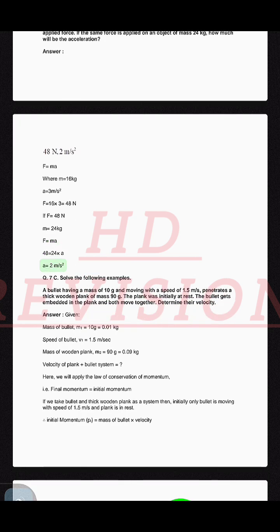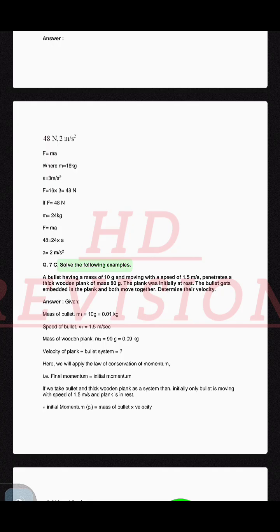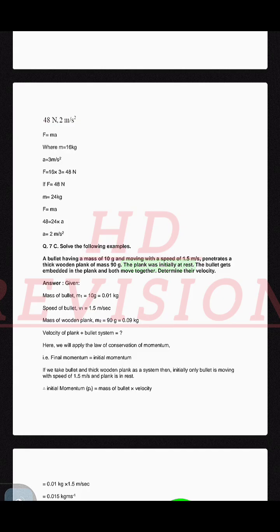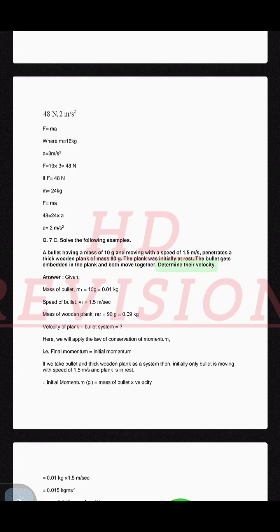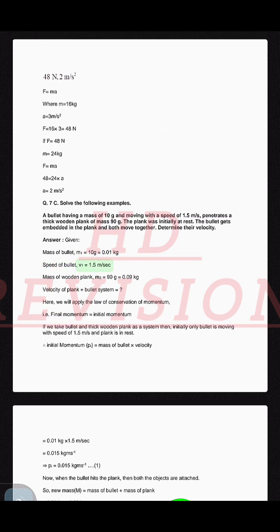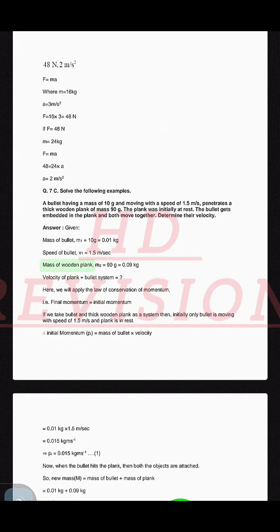a equals 2. Q7c. Solve the following examples. A bullet having a mass of 10 grams and moving with a speed of 1.5 meters per second penetrates a thick wooden plank of mass 90 grams. The plank was initially at rest. The bullet gets embedded in the plank and both move together. Determine their velocity. Answer: Given: mass of bullet m1 equals 10 grams equals 0.01 kilograms. Speed of bullet v1 equals 1.5 meters per second. Mass of wooden plank m2 equals 90 grams equals 0.09 kilograms.